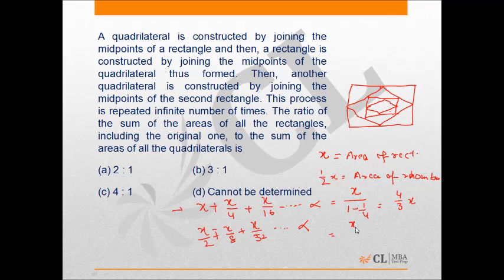And if I look at the second part, x by 2 divided by 1 minus 1 by 4 will give me the value 4 by 6 x. So if I compare the ratio of these two, it turns out to be 2:1. So option 1 is my answer for this question.